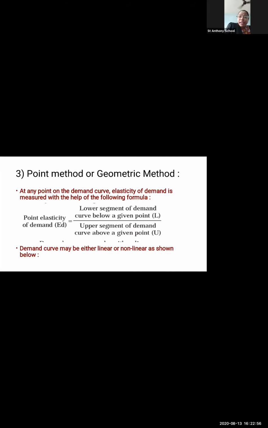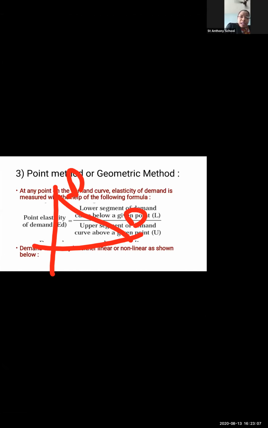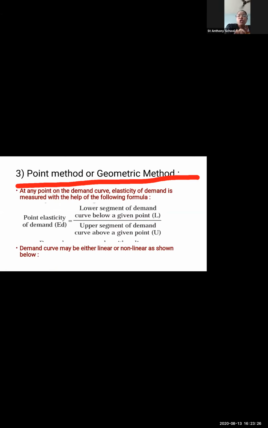What will happen if we have a diagram? Only a diagram is given, only a graphical representation is given to you like this. Okay, this is the demand curve D. How will you be able to find it out? For this particular situation, we have not got any kind of formula. There is one solution. For graphical identification, we need to use the point method or geometric method.